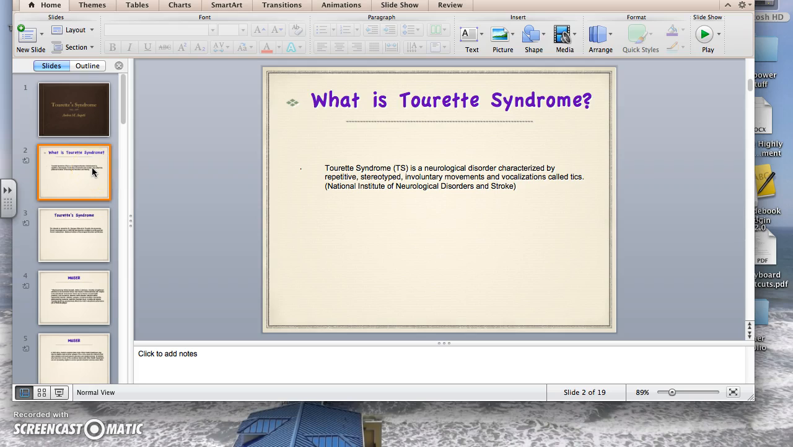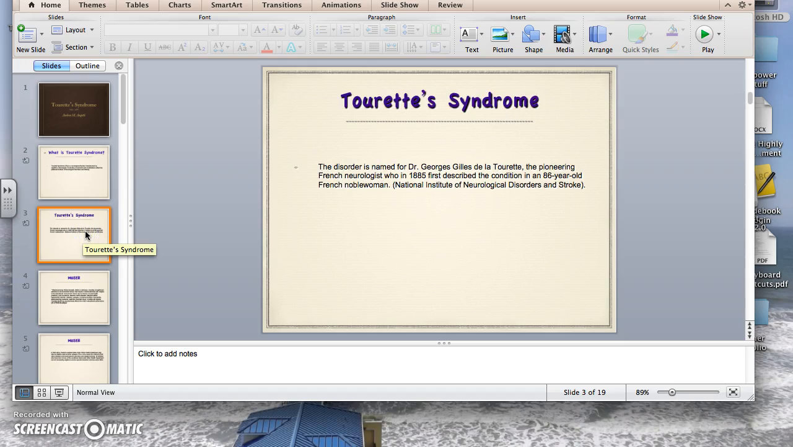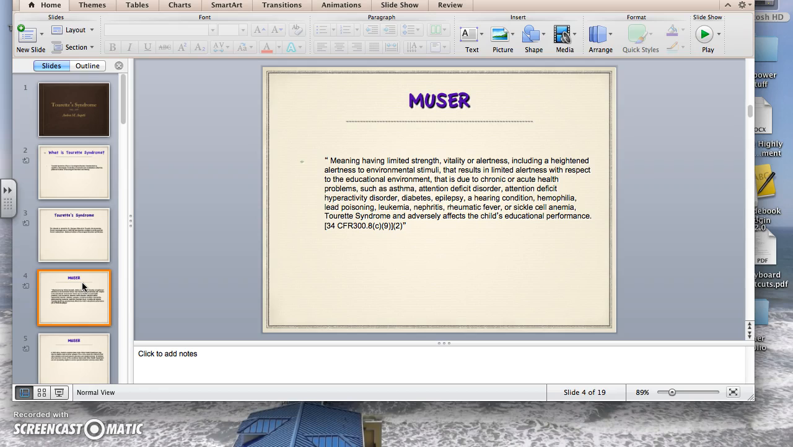What is Tourette's syndrome? Tourette's syndrome is a neurological disorder characterized by repetitive, stereotyped, involuntary movements and vocalizations called tics. The disorder is named for Dr. Georges Gilles de la Tourette, a pioneer and French neurologist who in 1885 first described the condition in an 86-year-old French noblewoman. MUSE defines it as below.